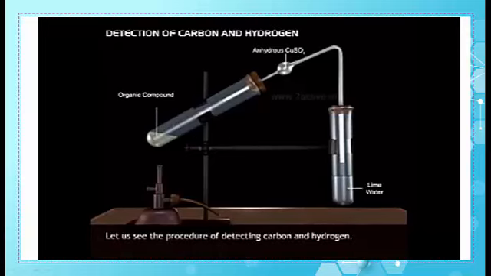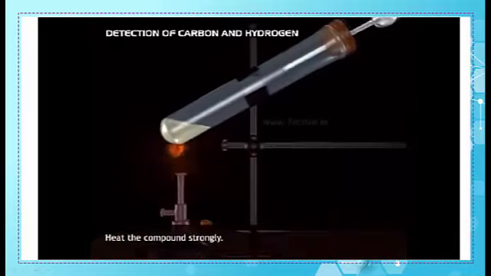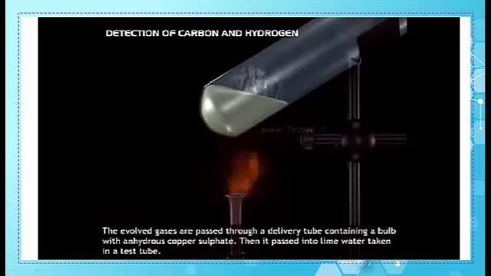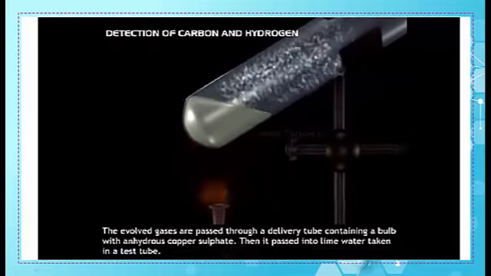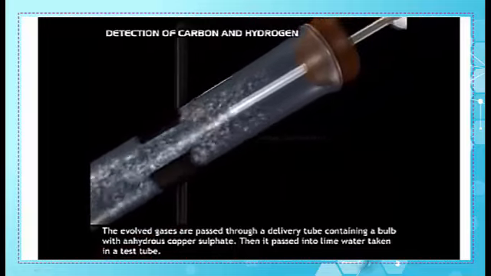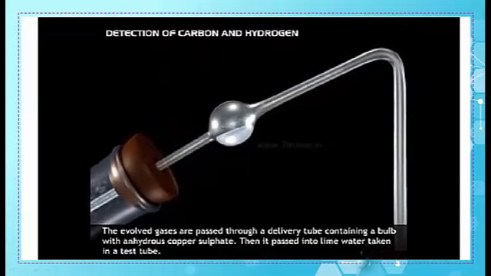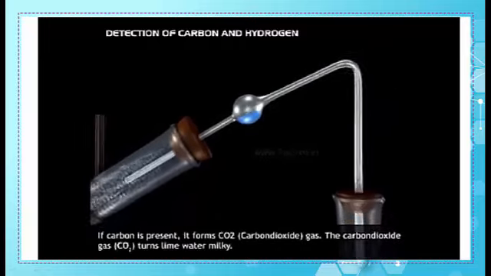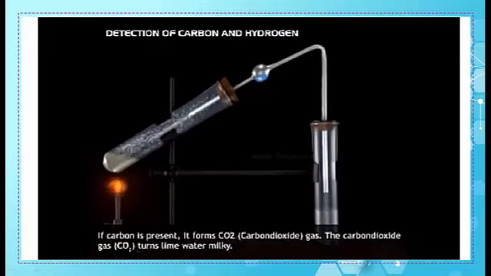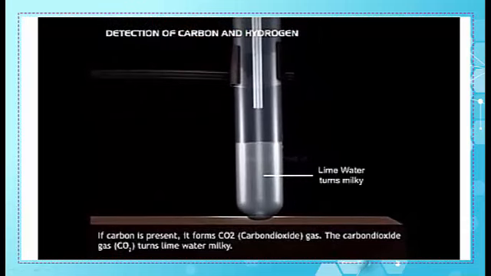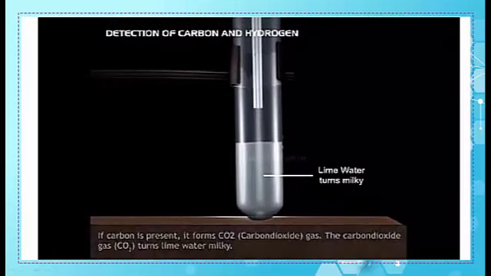Let us see the procedure of detecting carbon and hydrogen. Heat the compound strongly. The evolved gases are passed through a delivery tube containing a bulb with anhydrous copper sulfate. Then, it passed into lime water taken in a test tube. If carbon is present, it forms CO2, carbon dioxide gas. The carbon dioxide gas turns lime water milky.